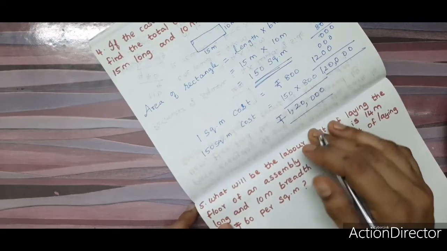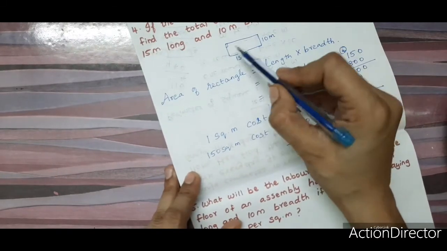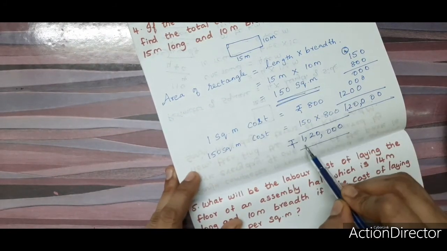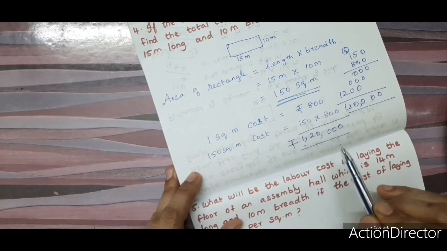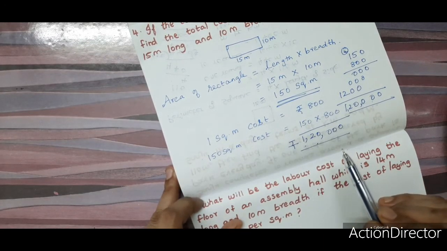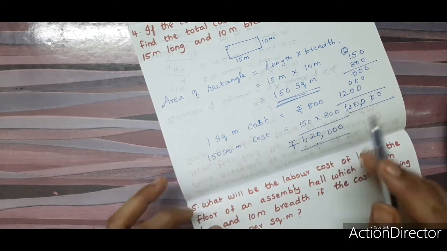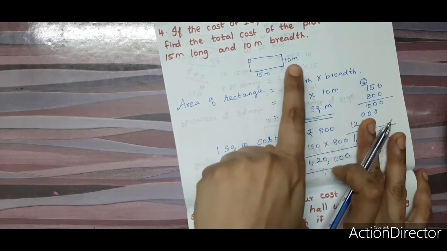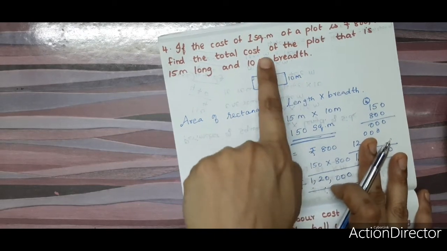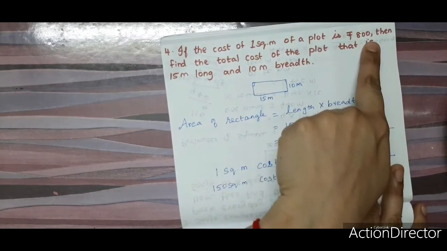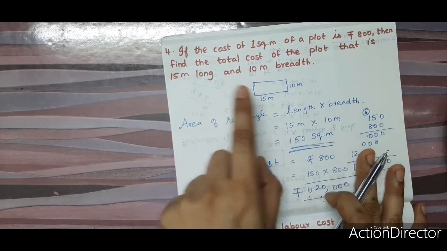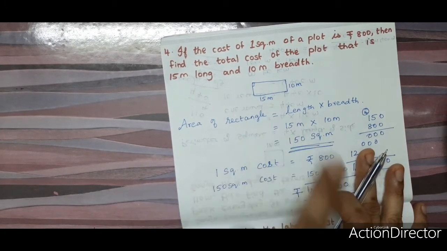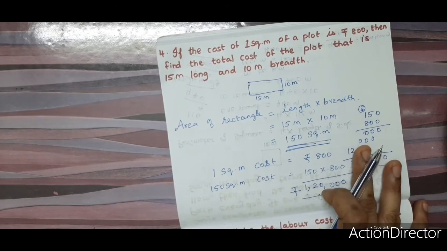To buy the total rectangular plot, how much do we have to pay? 1,20,000 we have to pay. Okay, this is the answer for this sum. The length and breadth of the rectangular plot are given, and the price of 1 square meter is 800 rupees. We find the total price. First we find the area and then we calculate the cost.